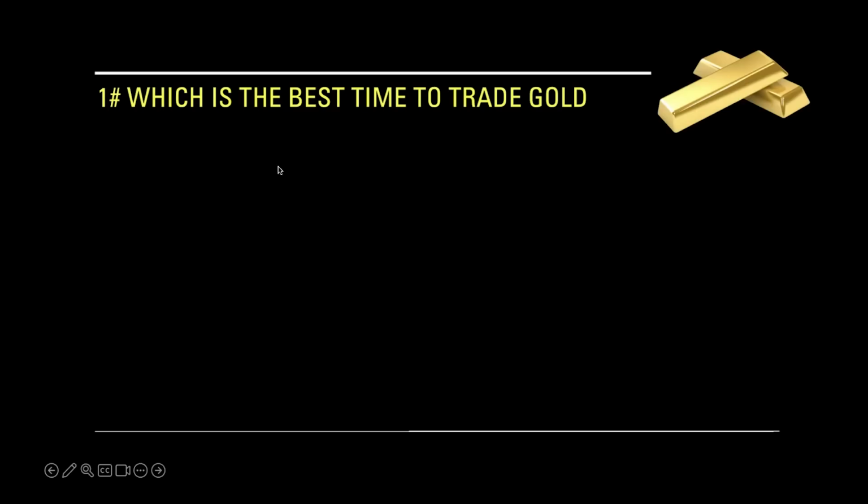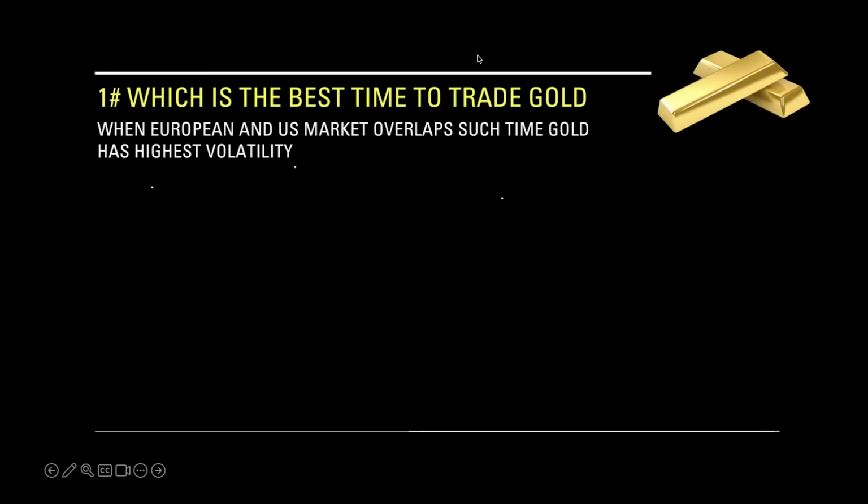So when you are trading gold, you need good movement in gold, right? That means good volatility. If gold is not moving and is staying in a very tight range, then how can you make a profit? If you want to make a profit, it has to have volatility, it has to move somewhere upside or downside. The best movement comes in gold when the European and US markets overlap. At such times gold has its highest volatility.